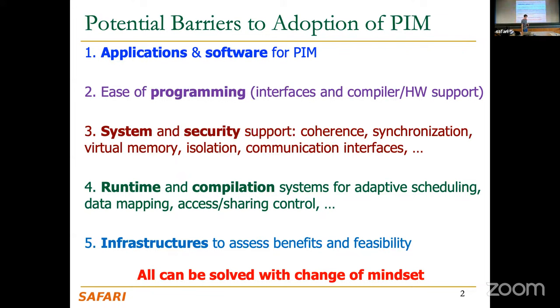Or runtime and compilation systems for adaptive scheduling and data mapping. How do we need to map the data? For example, a graph is an irregular data structure, so it's not that easy to partition, right? But if we have multiple cores in the system, we have to partition it in some way. What's the optimal or near optimal partitioning of the graph onto the different PIM cores? That was something we discussed briefly yesterday with respect to the Tesseract accelerator, right?